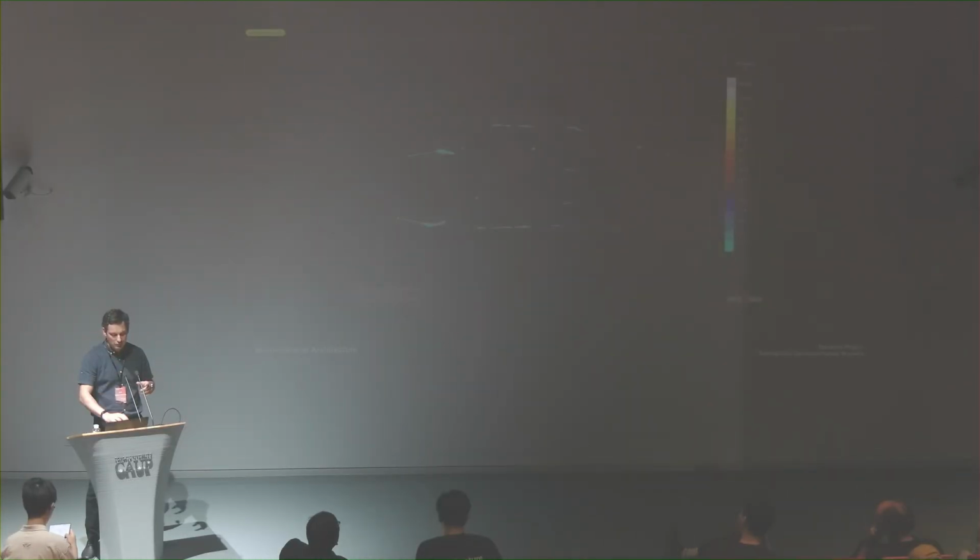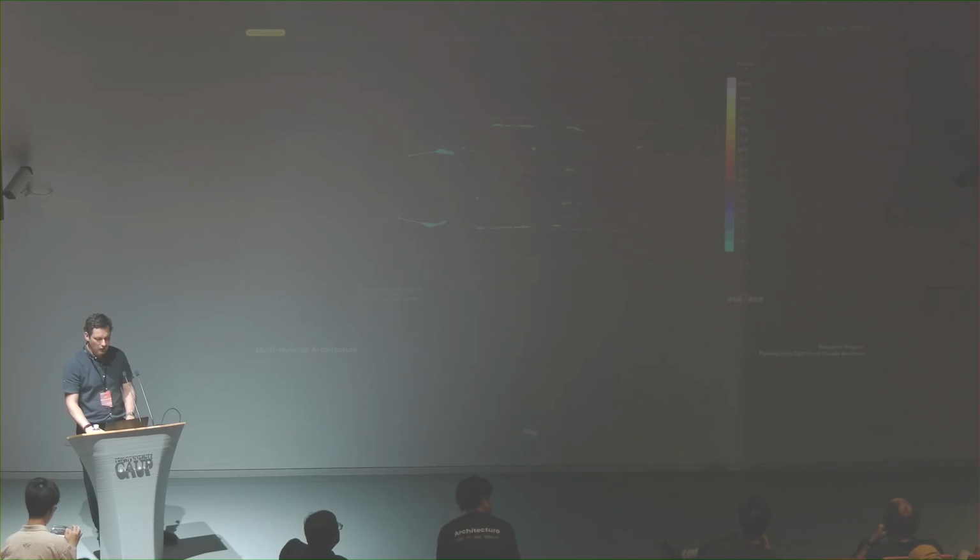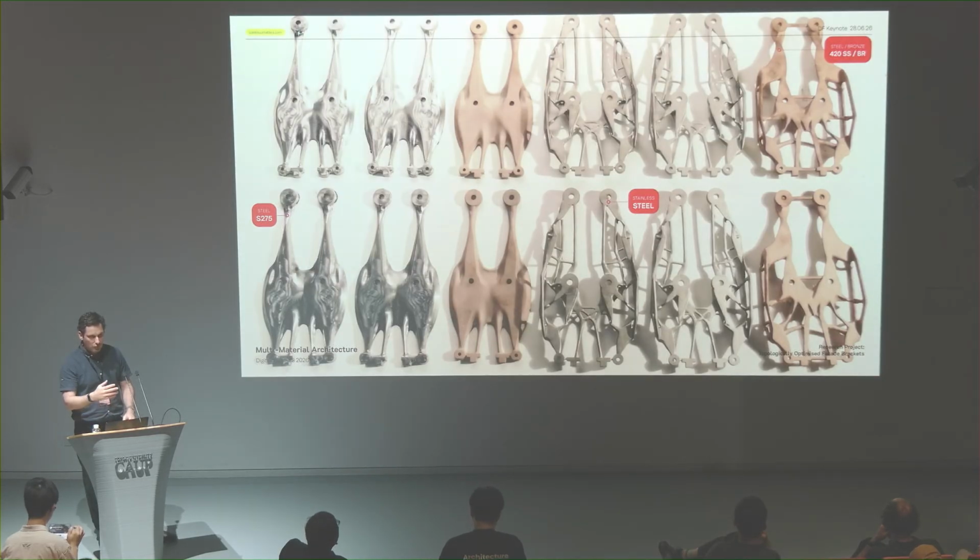So we looked into casting. You 3D print a sand mold and then you cast metal inside. But these blue areas that you see there is where the metal will get stuck, and therefore you won't really be able to do it like that. So in the end we followed more standard techniques.